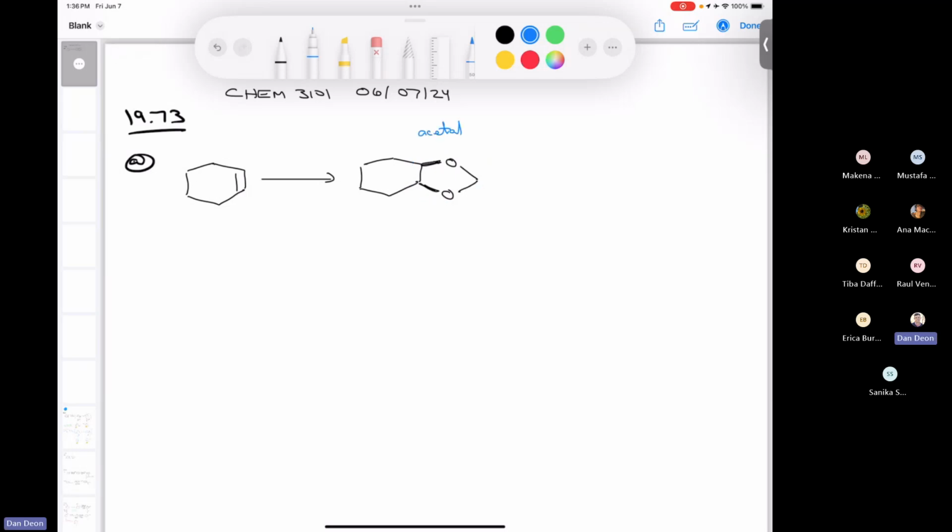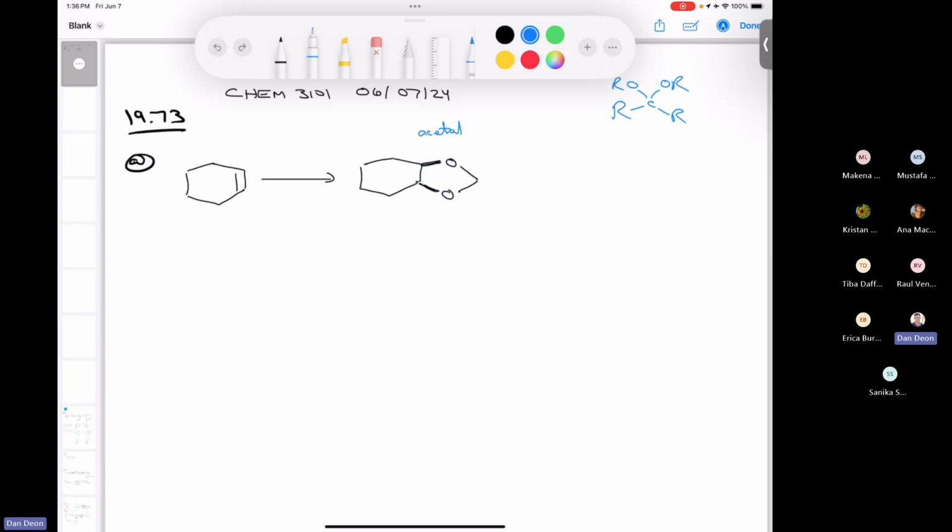This is an acetal. Remember, an acetal is when you have a carbon with two R groups, but then it also has two ethers on it. And so this carbon, it goes carbon, oxygen, carbon. This one goes carbon, oxygen, carbon. And so you can see that that is an acetal.